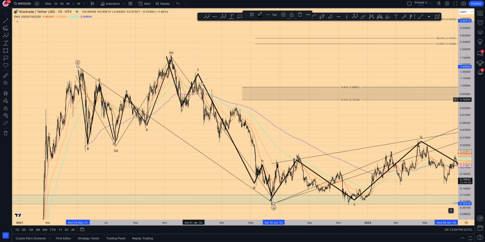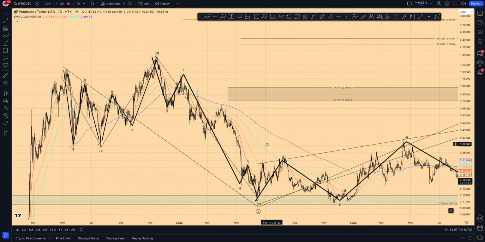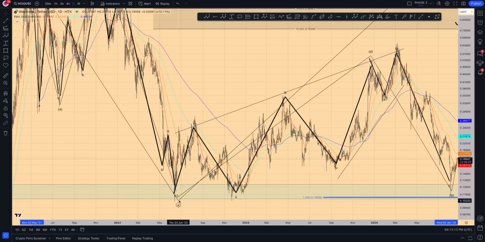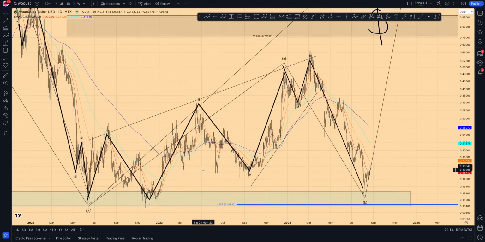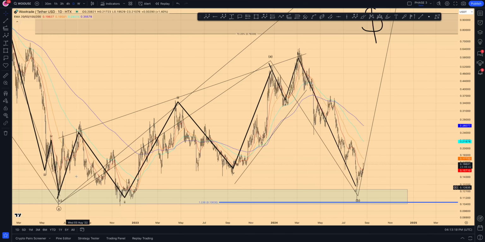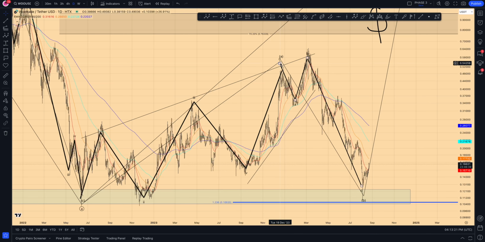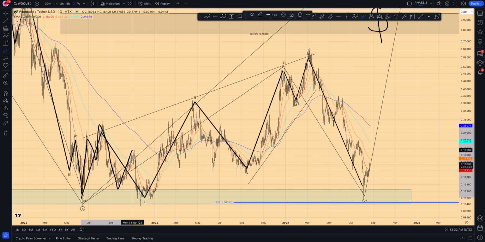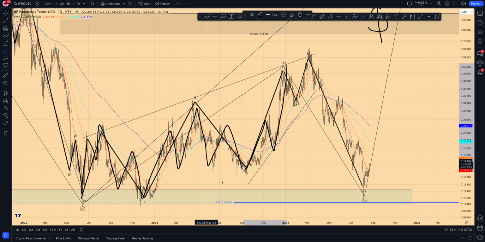Okay, so your ABC correction is finished, and then what you have is what's called a leading diagonal. Notice how right after this A wave finished, back in June 2022, we started to make higher lows in the market. So this was our five-wave move to the upside, but notice how these five waves are overlapping each other. This would be considered your wave 1, and then you're going to have a three-wave move within each of these waves. You guys see that? Just a three-wave move for the subwaves of this leading diagonal.